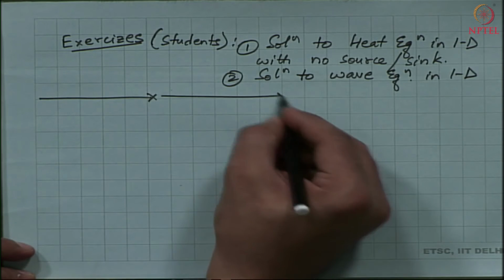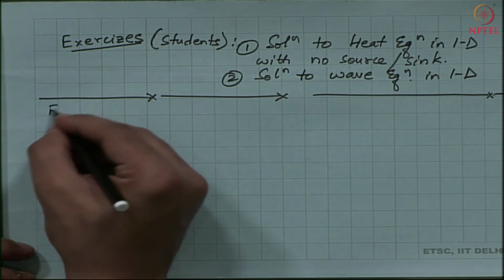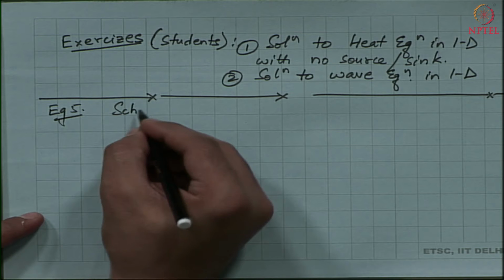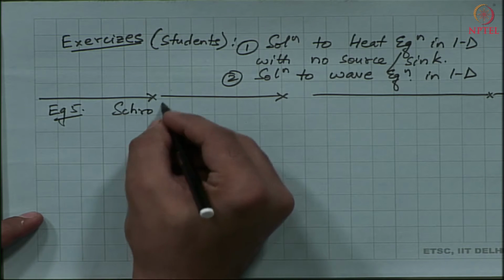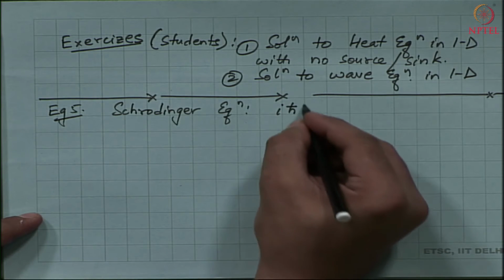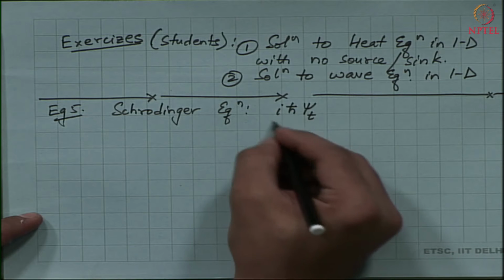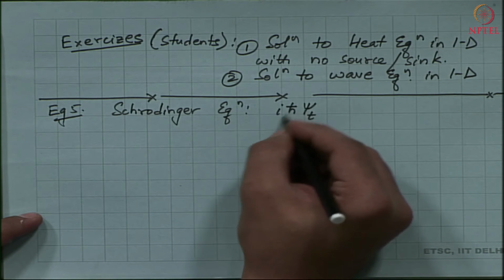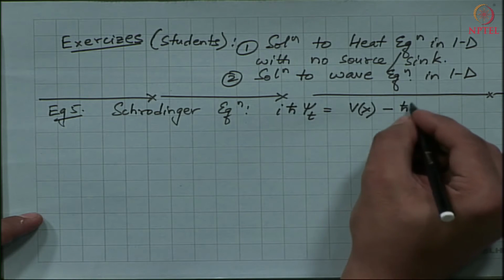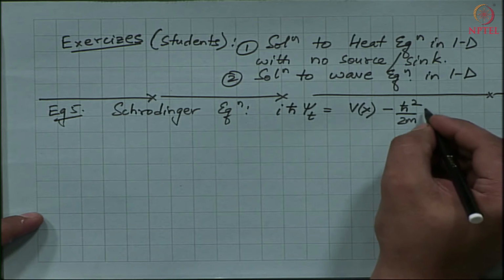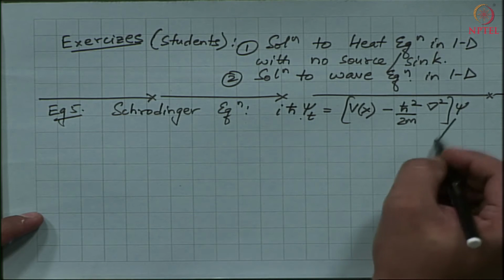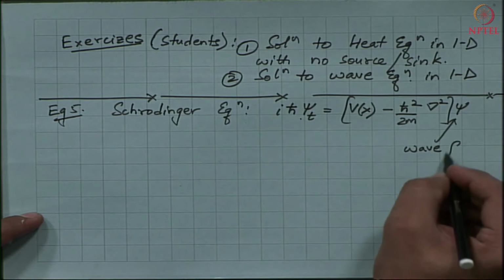So next I am going to talk about another example. In particular, I have this famous equation given by Schrodinger. This is another wave equation, and notice that this is now a complex wave because of the presence of this iota. So this is equal to V of x minus h bar square by 2m, del square of psi.